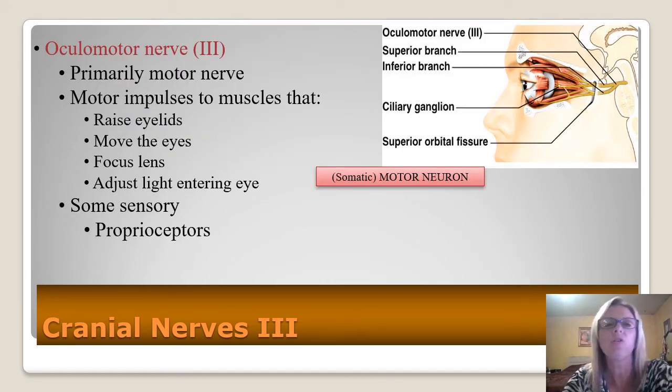Alright, the third cranial nerve is the oculomotor. Well, oculo, of course, you're probably thinking eye already, and motor, you're thinking movement. So oculomotor nerves. These arise from the midbrain and pass into the eye orbits.